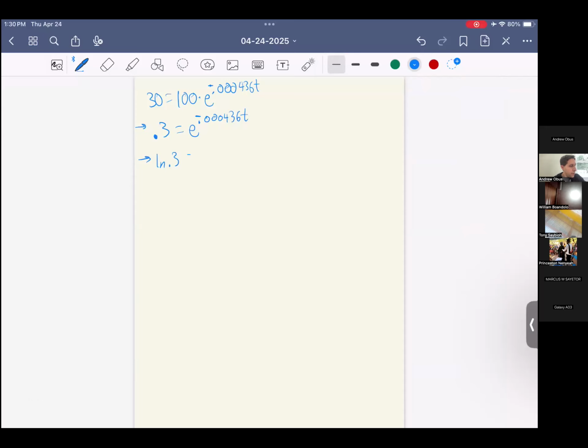Okay, negative. So ln of 0.3 equals, the ln cancels out the e, so we get negative 0.000436t, and this gives us that t is equal to ln of 0.3 divided by negative 0.000436, and for this we use the calculator. So let's see what we got. ln of 0.3 divided by negative 0.000436, and that's going to tell us that it's about 2,761 years.